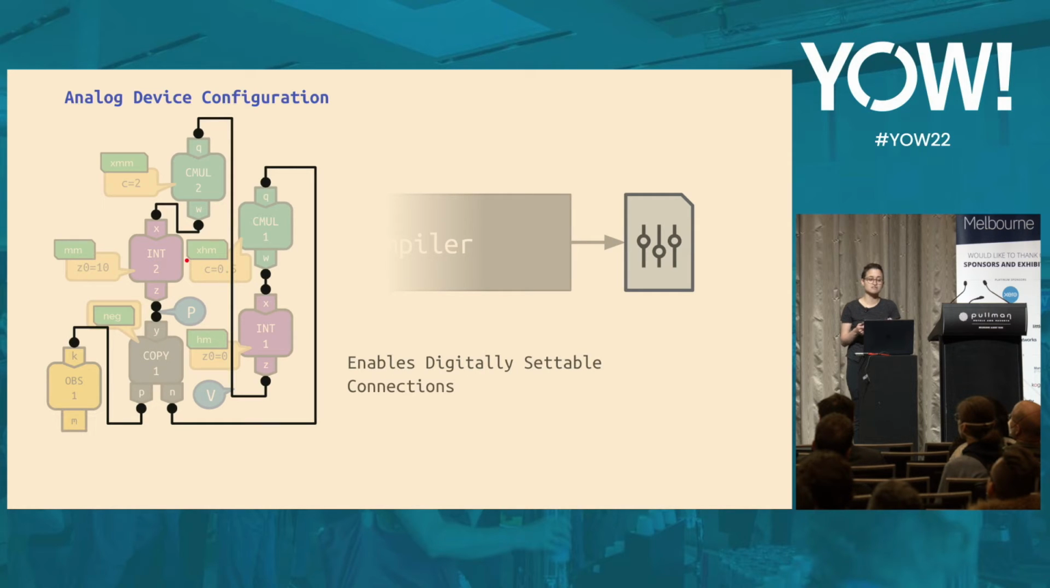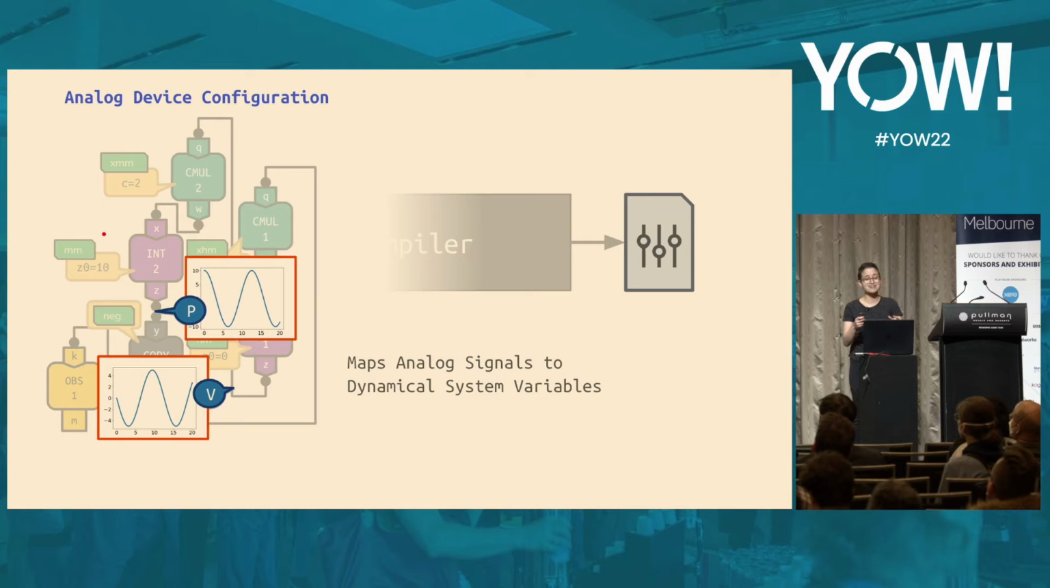The configuration is also going to tell you which subset of digitally settable connections to enable. And that's how you can form the circuit topology. And so that describes the structure of the configured circuit.